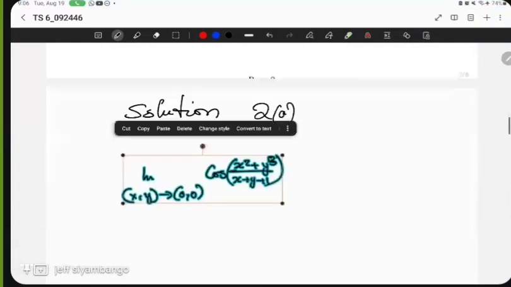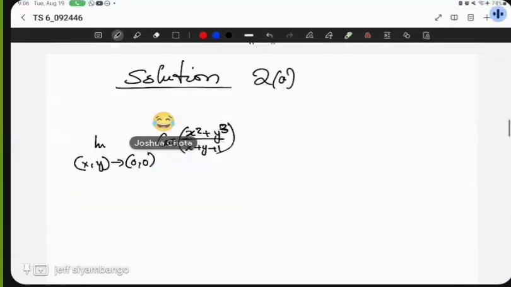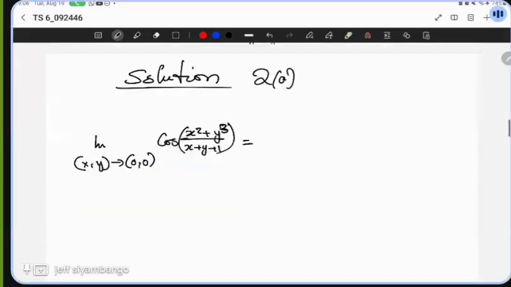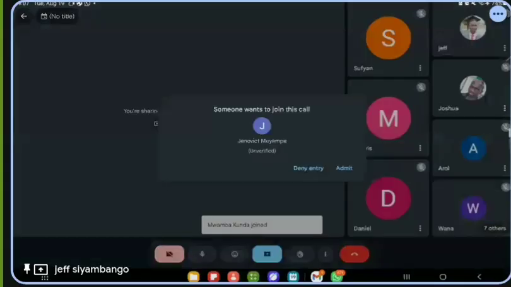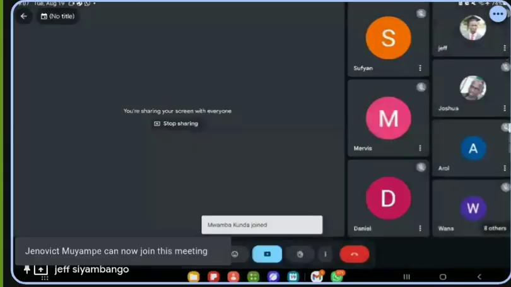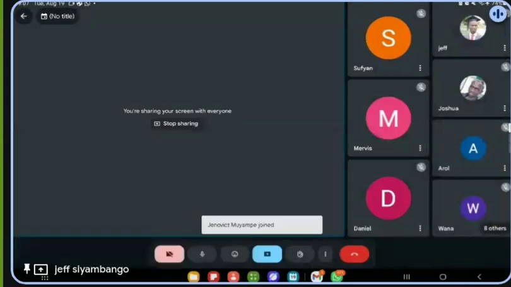Okay, so let's have here. For this one, since we can easily substitute, the function is continuous at that point, we can easily do that. So this becomes just cosine of 0 plus 0 over 0 plus 0 plus 1. This is cos 0, which is 1. Done. So that one was very straightforward because the function was continuous.